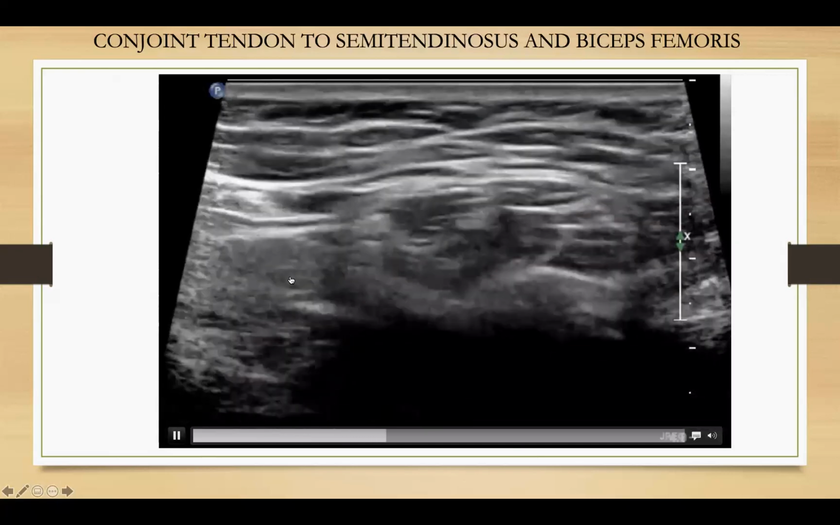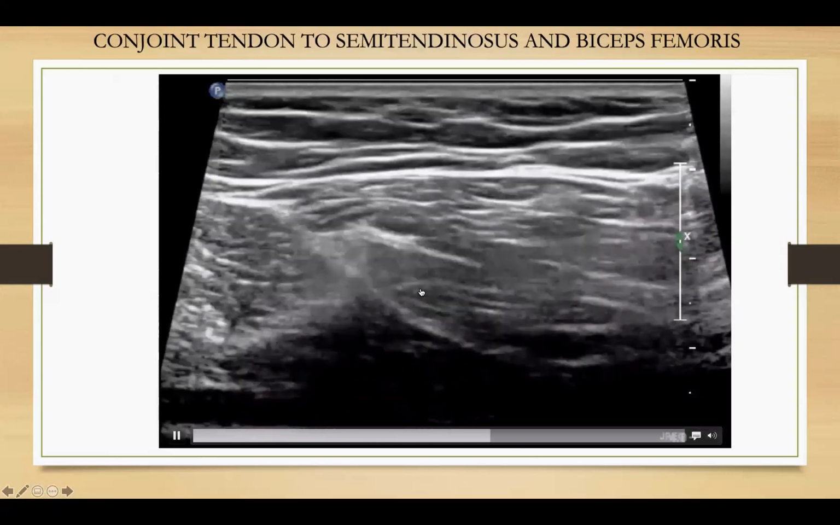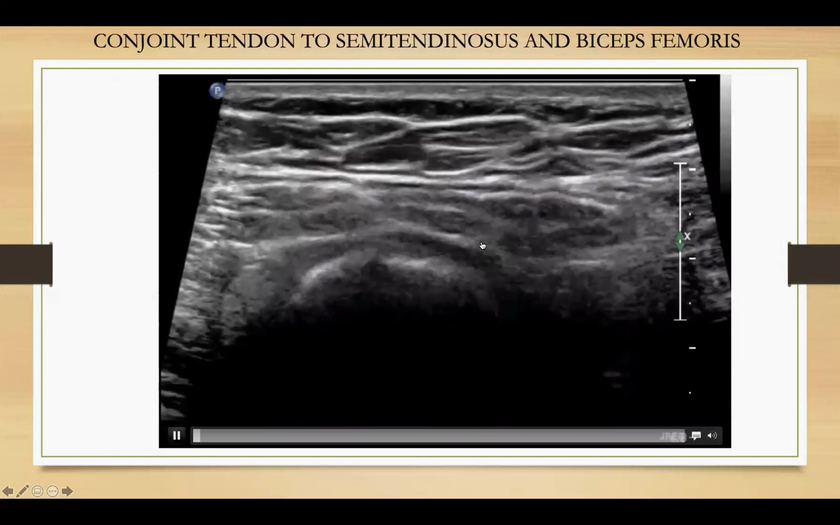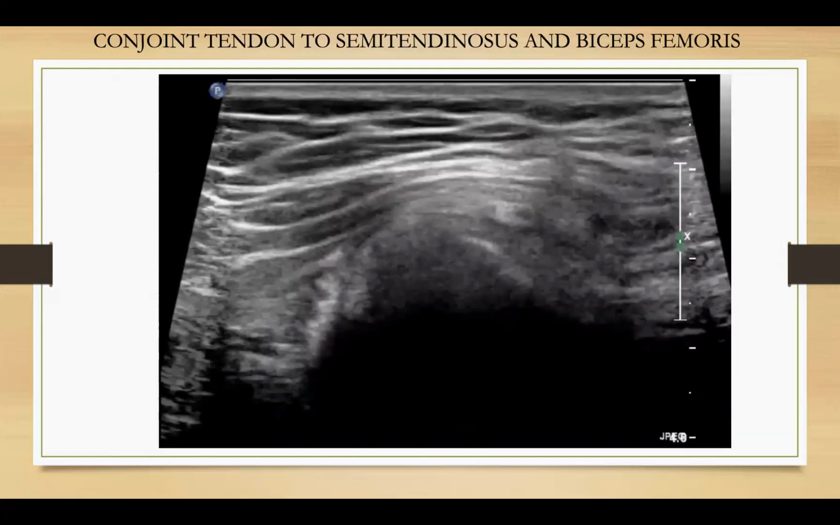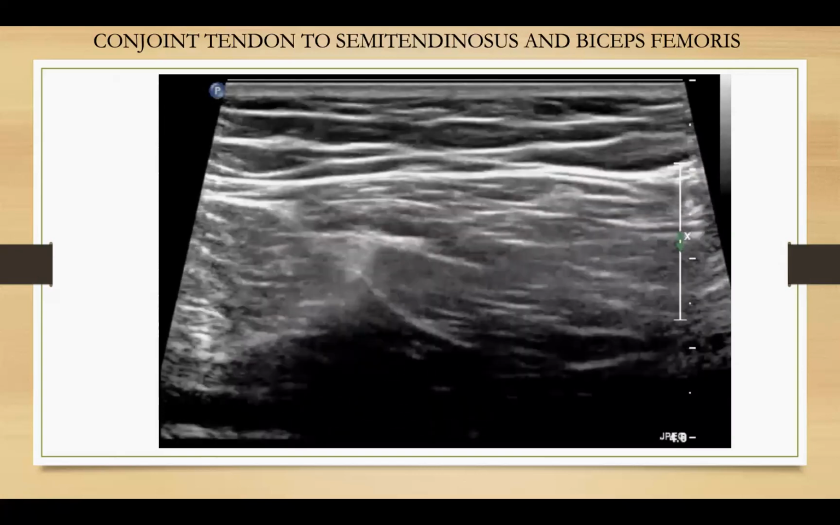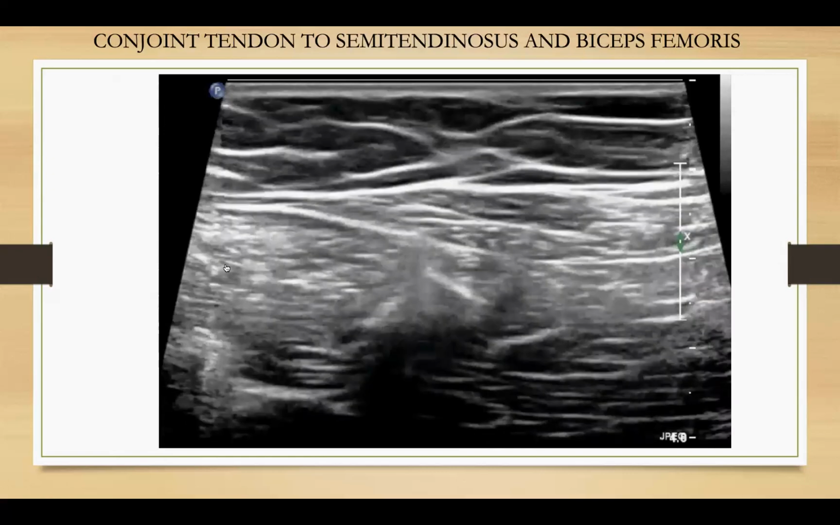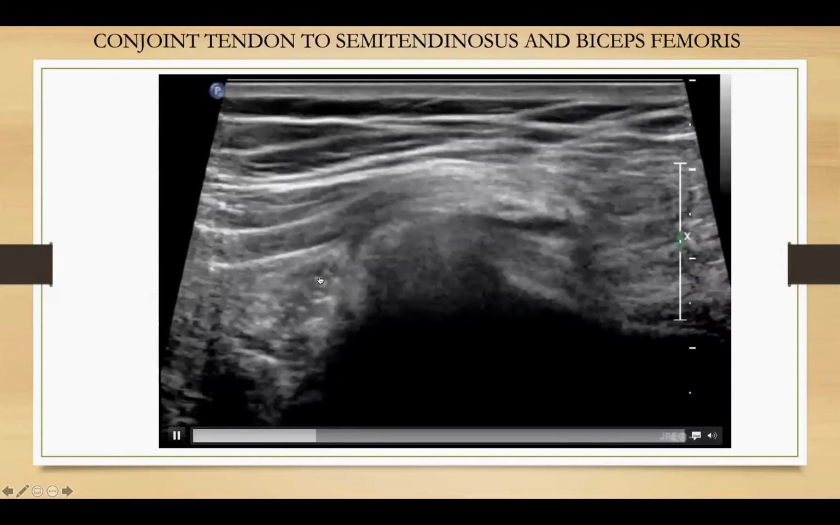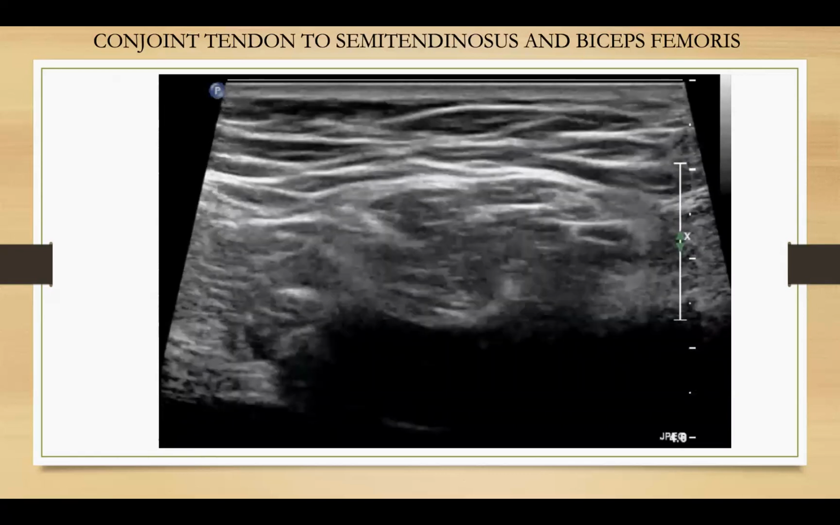Semitendinosus, biceps femoris. Remember that the semitendinosus muscle arises somewhat off the ischium directly, and then will be the first muscle arising off in a relatively superficial and medial direction from the conjoint tendon. The long head of the biceps femoris arises more caudally and in a superficial and lateral direction.